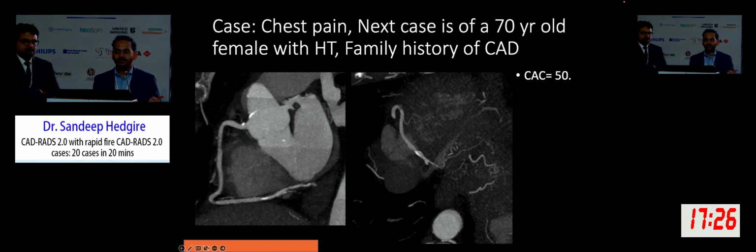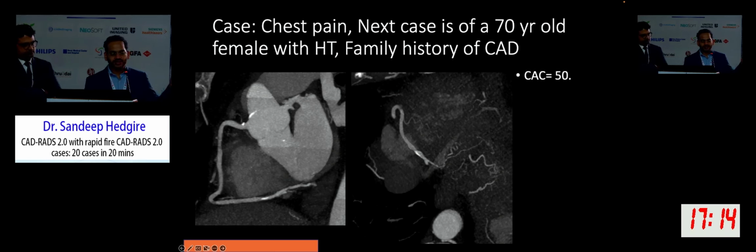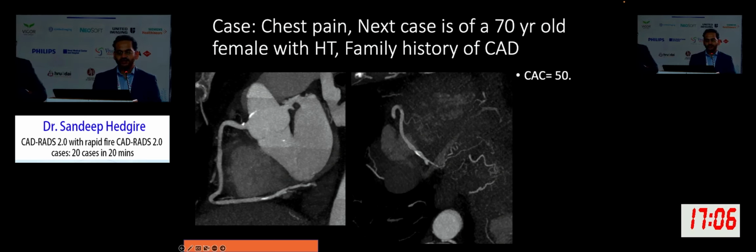Alright, next one. This is history of chest pain, 70-year-old female with hypertension, family history of CAD. You see curved planar MIP images of the right coronary artery. You see that there is calcified plaque in at least 2 segments. Calcium score is 50. And on that right sided image, you can make out the degree of stenosis a little bit.